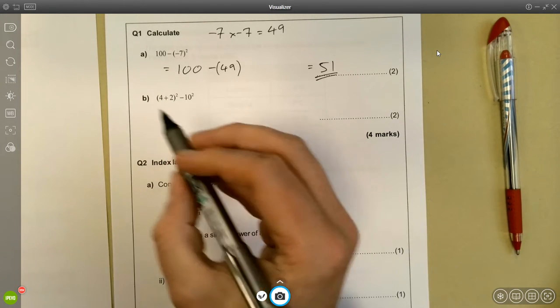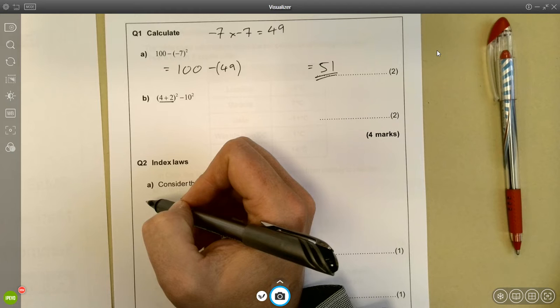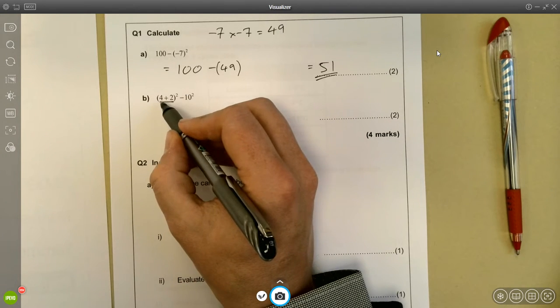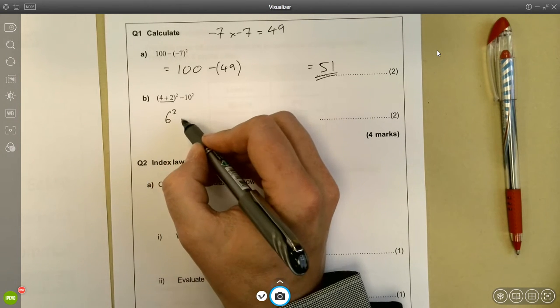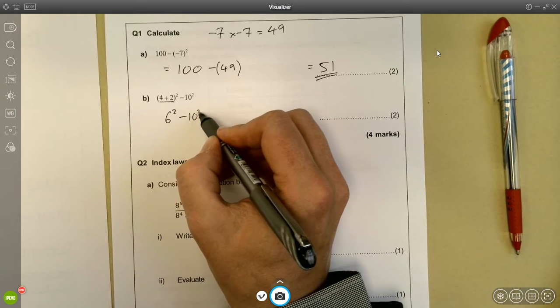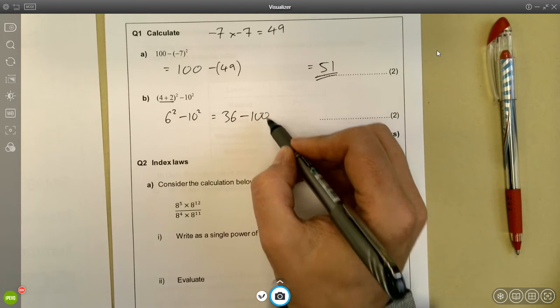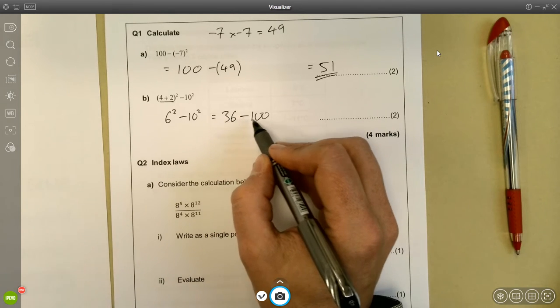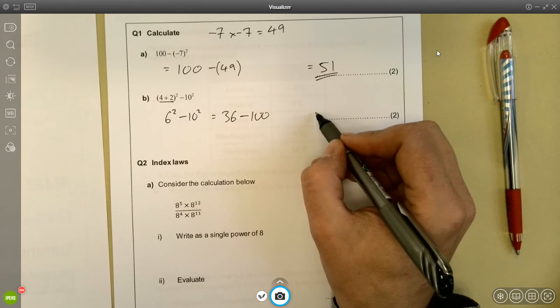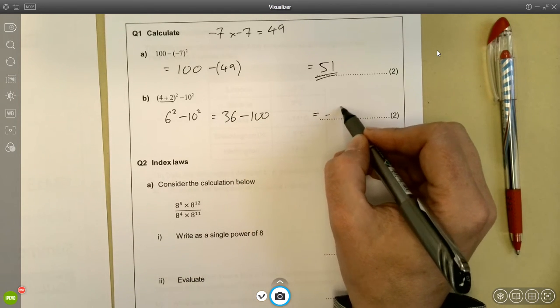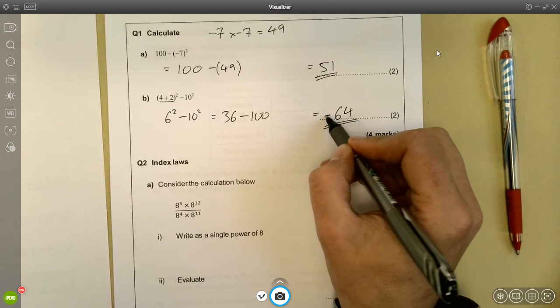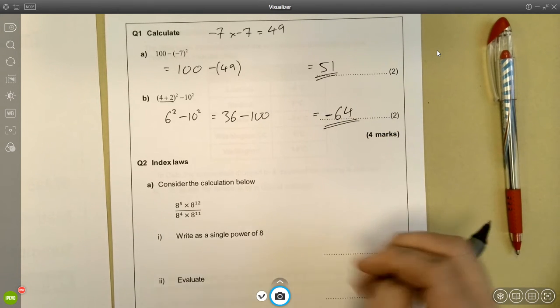Next up, this was a bit better. Okay, every day's a BIDMAS day. Let's do the brackets first. So we've got 4 plus 2. We've got 6 squared take away 10 squared. So really we've got 36 take away 100. Look, small number take away a bigger number, it's going to go negative, so it's going to end up as -64. Okay, done.